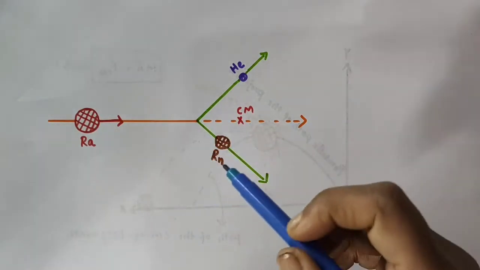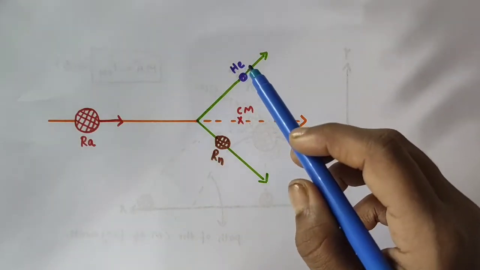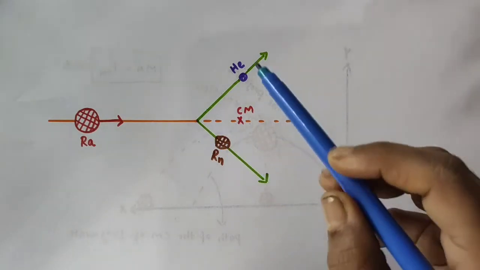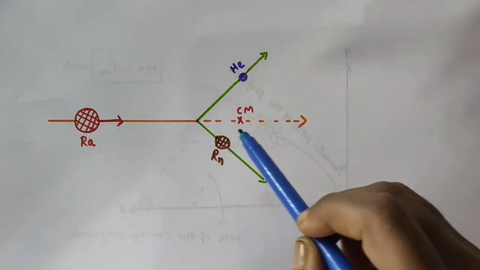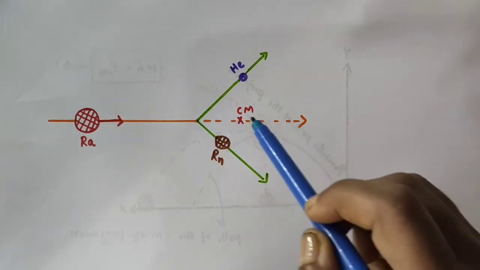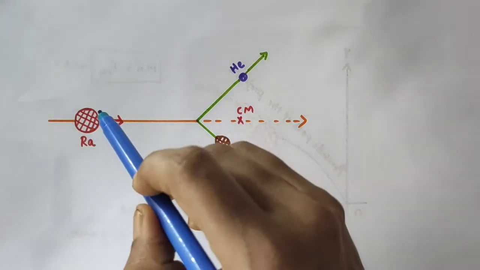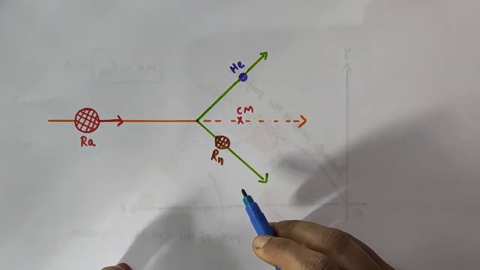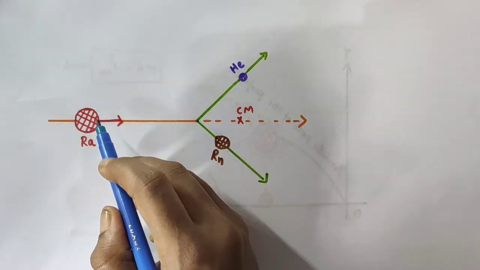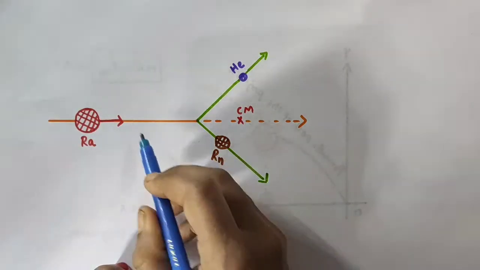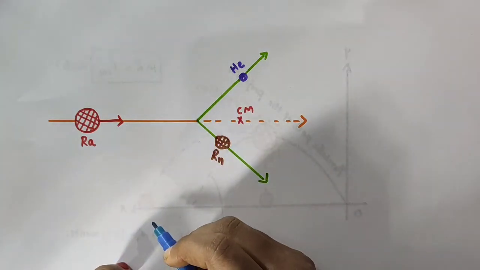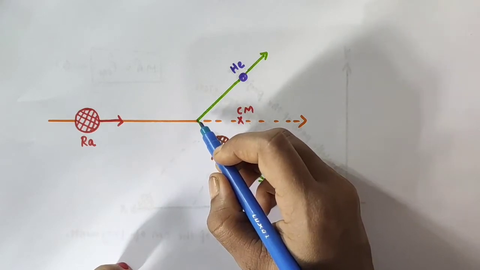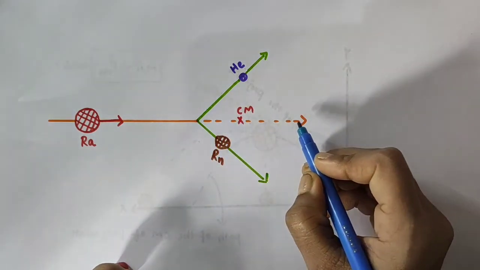So, the particles produced in the decay, that is the alpha particle and the radon nucleus, move in different directions in such a way that their center of mass moves along the same path along which the original decaying radium nucleus was moving. See, the radium nucleus and its center of mass were moving along this straight line path initially. After the decay, its center of mass moves along its straight path.